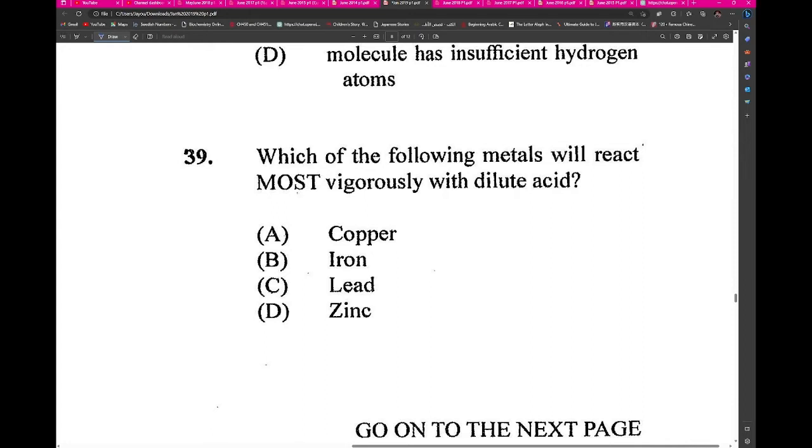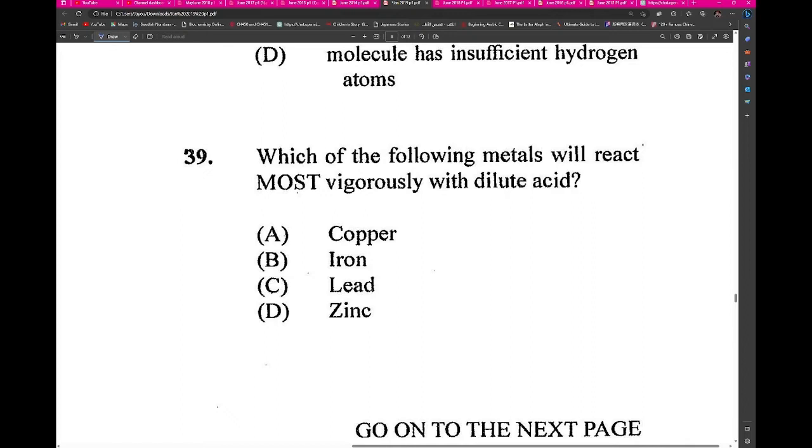Which of the following metals will react most vigorously with dilute acid? Right. So we're looking at which one is the most reactive. Right. So which one would tarnish? Well, not really just tarnishing, but looking at tarnishing can allow you to figure out which one is the most reactive of the metals. Right. And for this, we could look at the electrochemical series, right, to find out. So we're looking at acid, dilute acid, right? Looking at hydrogen. So which one is more reactive than the other?